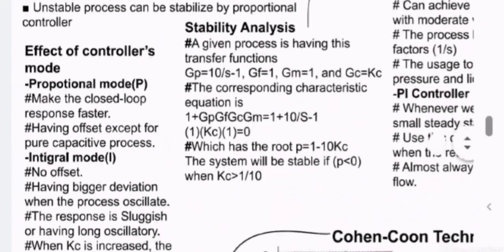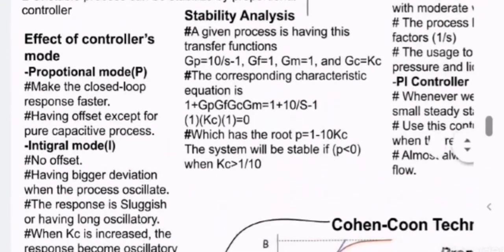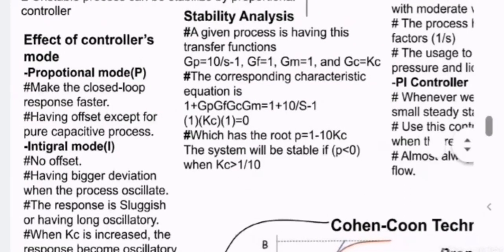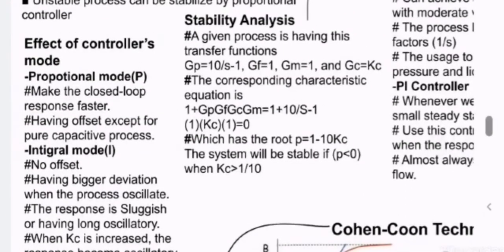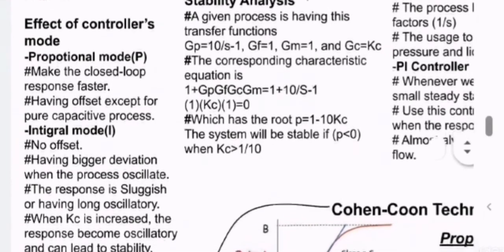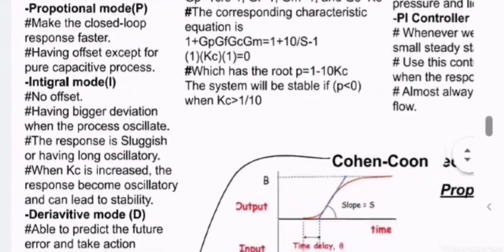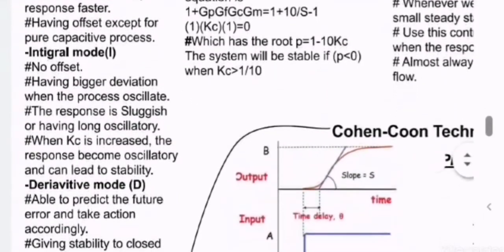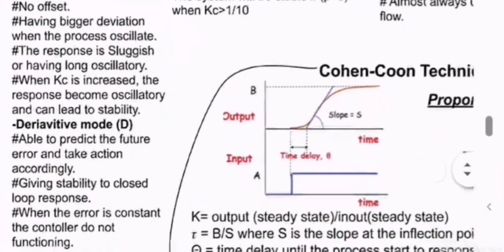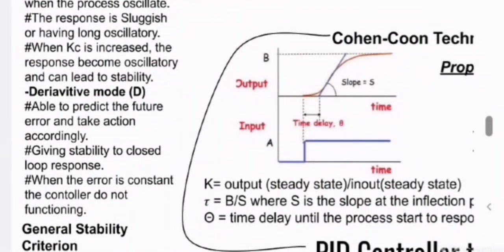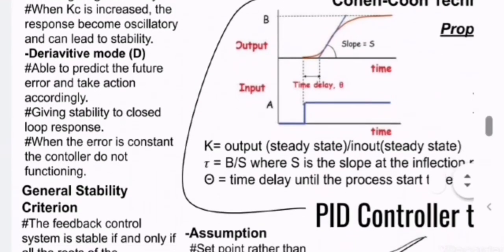Okay, for the next part, I would like to talk about the effect of controller's mode. The first effect is proportional mode P. It makes the closed loop respond faster, having offset as seen for pure capacitive process. And for integral mode, no offset, having bigger deviation when the process oscillates. The response is sluggish or having long oscillatory. When Kc is increased, the response becomes oscillatory and can lead to instability. Okay, for the last one, derivative mode D is able to predict the future error and take action accordingly, giving stability to closed loop response. When the error is constant, the controller does not function.